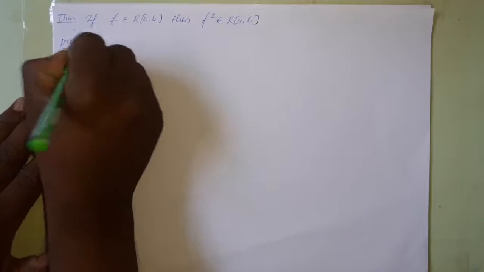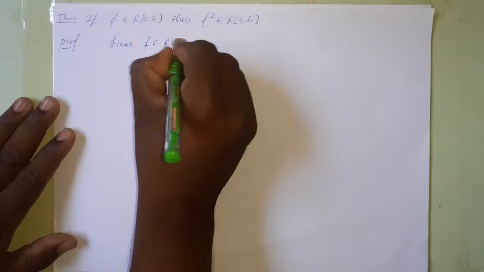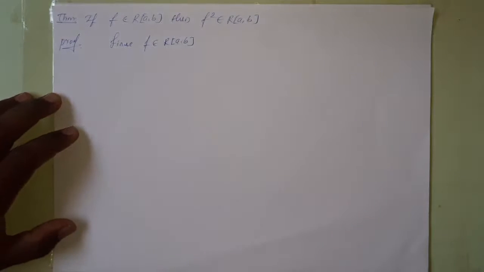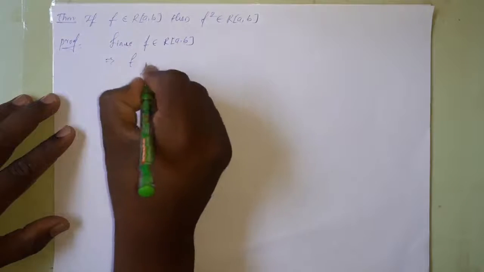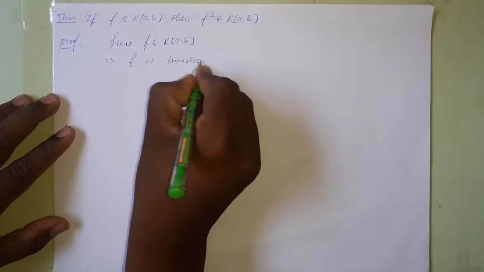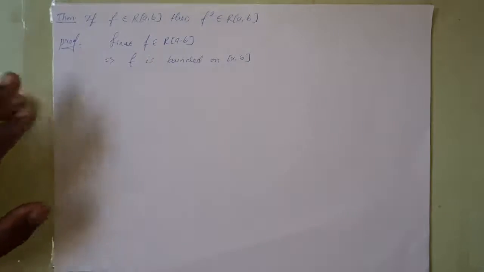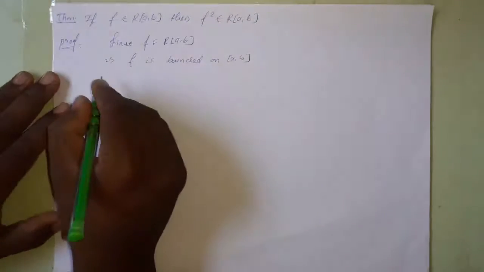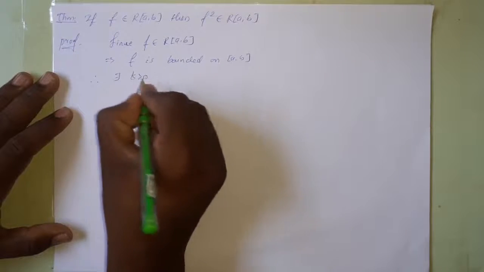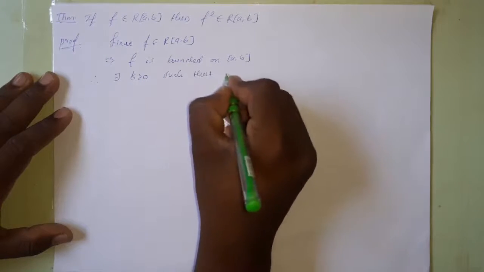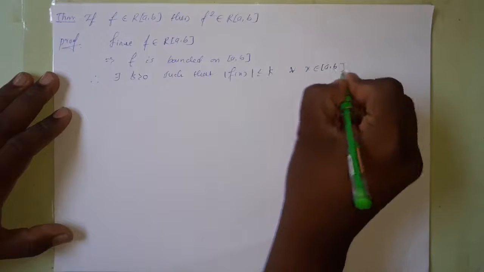Proof: since f belongs to R of closed interval [a, b], that is, f is a Riemann integrable function, it implies that f is bounded on the same interval [a, b]. If f is Riemann integrable, then f is bounded. So by the definition of a bounded function, there exists k greater than 0 such that mod f of x is less than or equal to k for all x belonging to the closed interval [a, b].